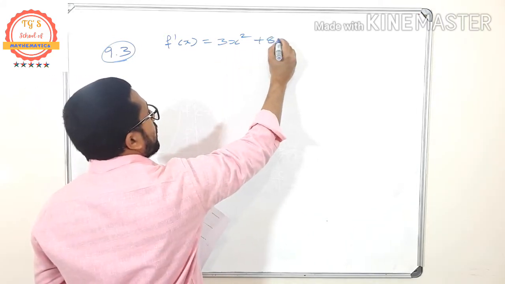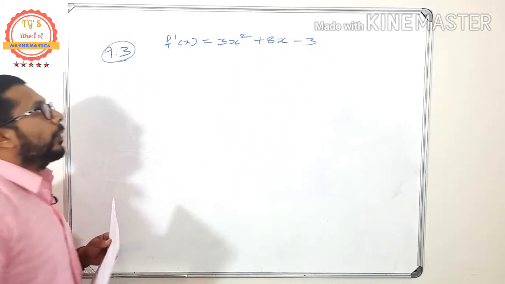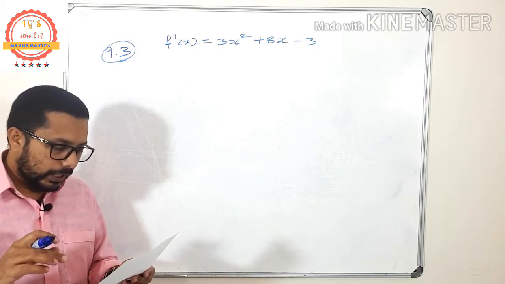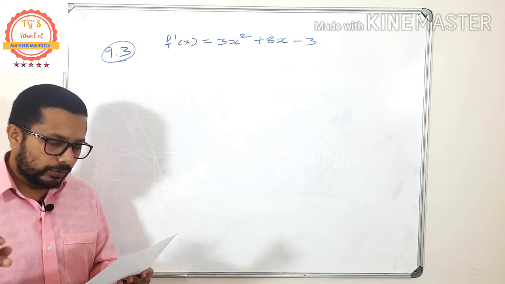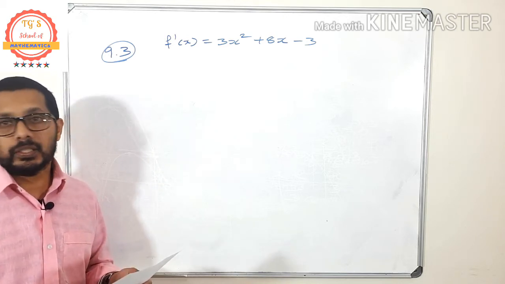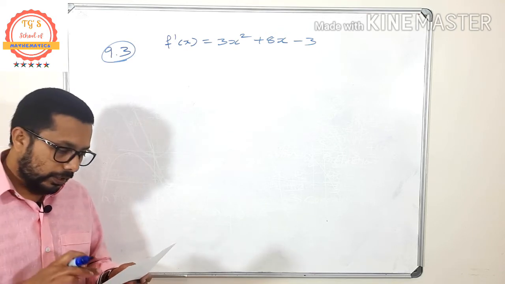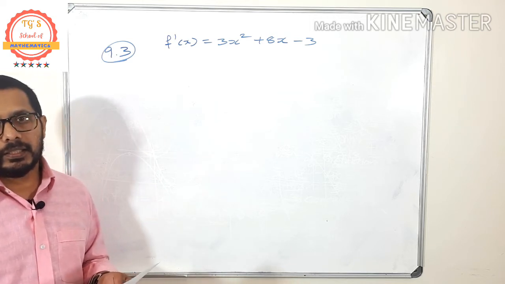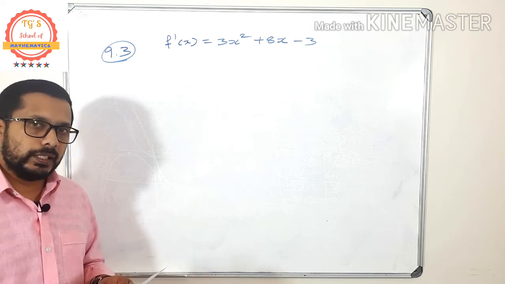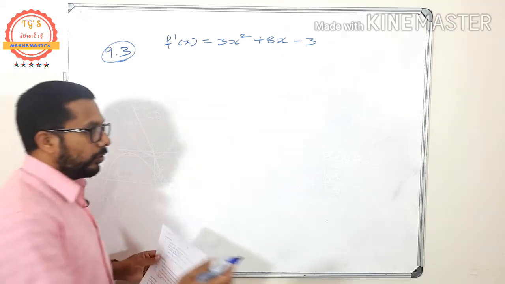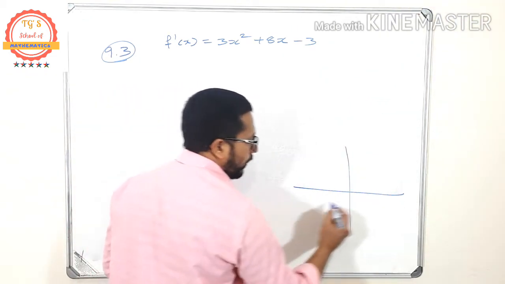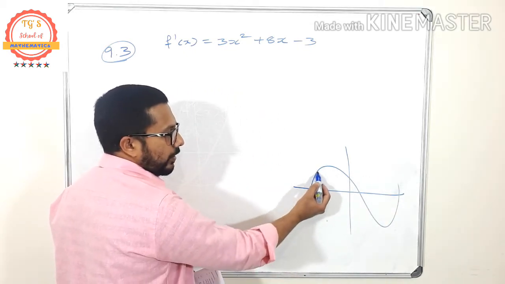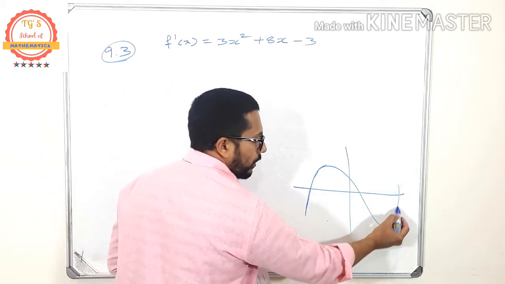It is given in the question that f dash of x is equal to 3x square plus 8x minus 3. Okay, but in this question they are not asking to determine the values of x for which f dash of x is strictly increasing. It's not like that. Okay, determine the values of x for which f is strictly increasing. So last class I told you, when f is strictly increasing, what is f dash of x? F is strictly increasing means this is increasing f. Okay, and here also the f is increasing.